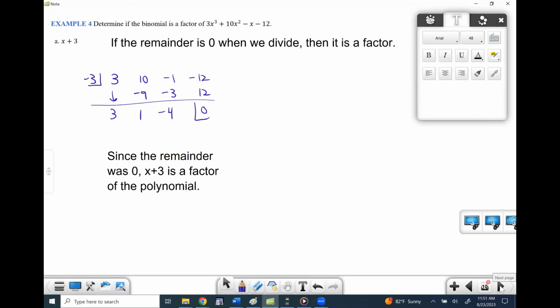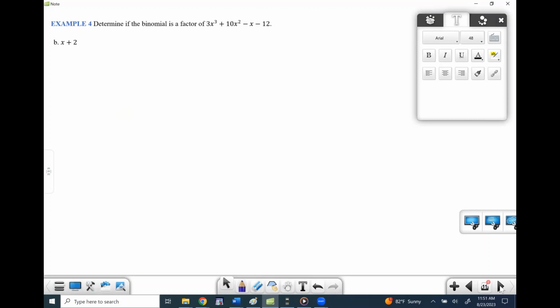Okay, let's try another one. Okay, same exact polynomial, but this time it's going to be a -2 that's going to go in the box where the divisor goes. Multiply, so -2 times 3 is -6. Add downward. Multiply. Add. Multiply. Add. So since the remainder was not 0, x plus 2 is not a factor.